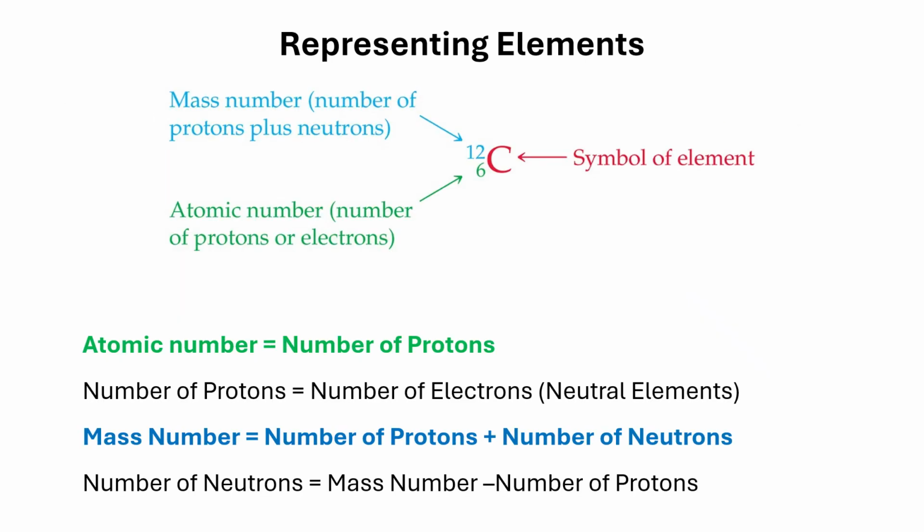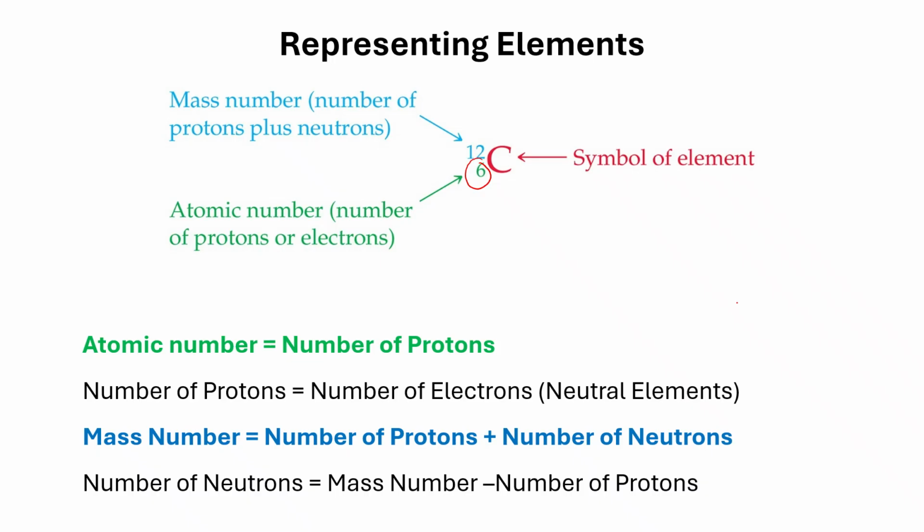We usually write elements as below. We write the symbol of the element. You can see here I have taken carbon as an example. So this is the symbol C, and the atomic number is indicated by the subscript number. So for carbon, atomic number is 6, therefore it is subscript.